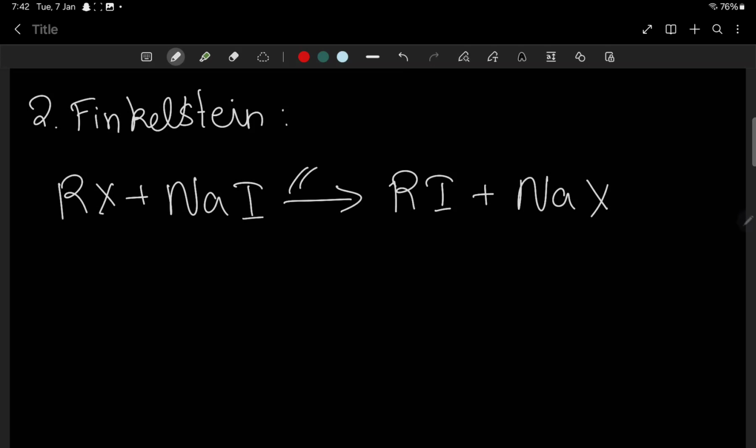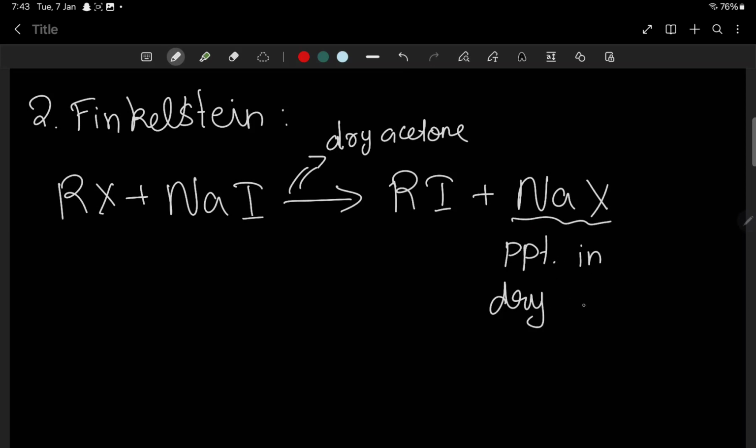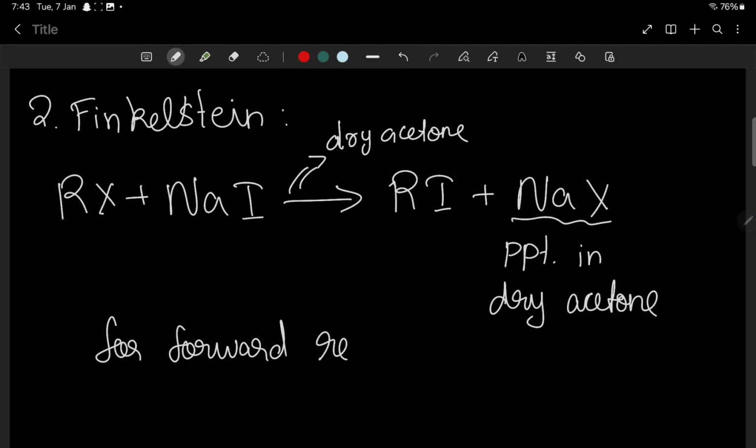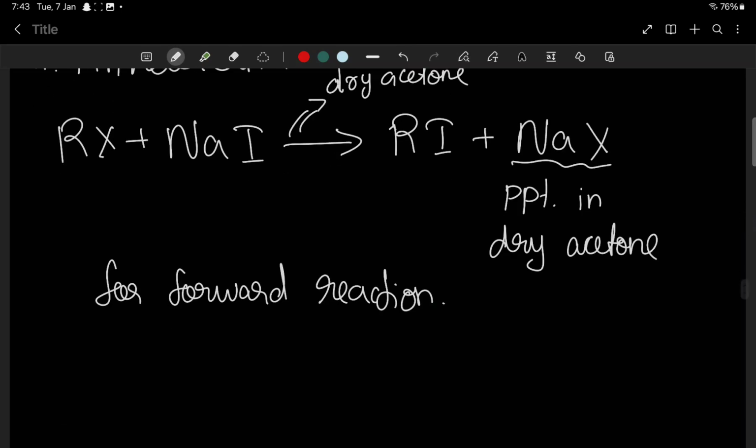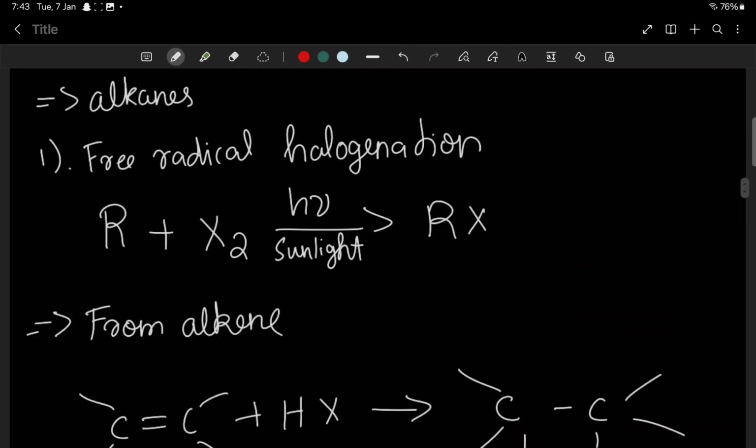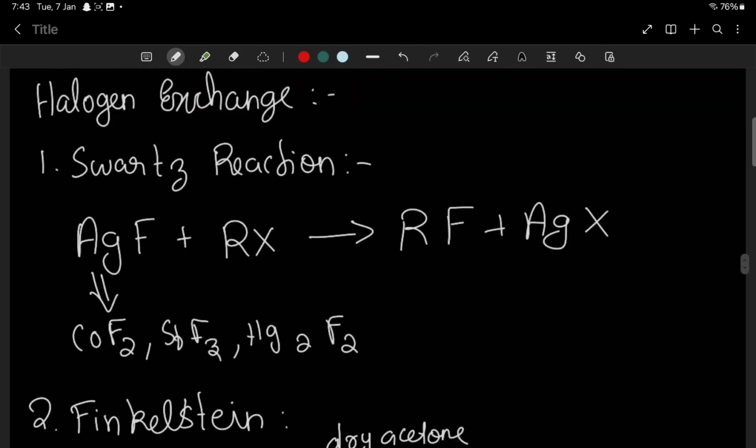And this happens in which medium? It happens in dry acetone medium. Why does it happen in dry acetone medium? It's written in your textbook that NaCl or NaBr formed is precipitated in dry acetone, which drives the forward reaction. Okay, this is the Finkelstein reaction. Swarts reaction is also over. Now these are the methods for preparation of haloalkanes.